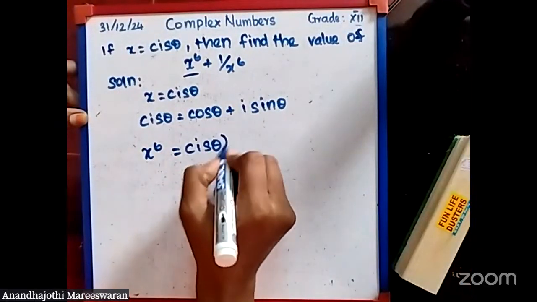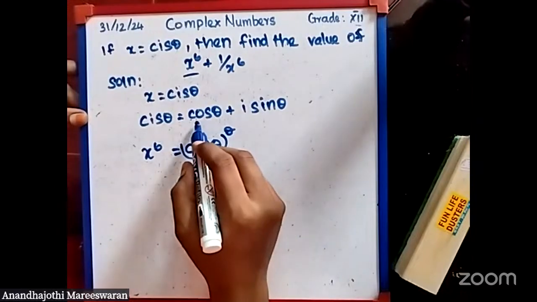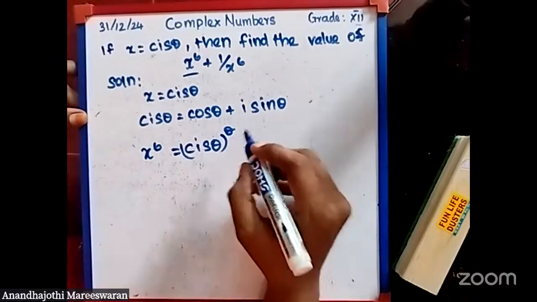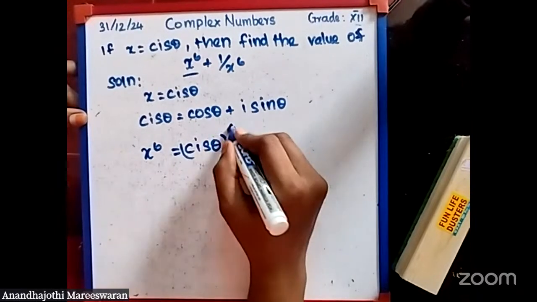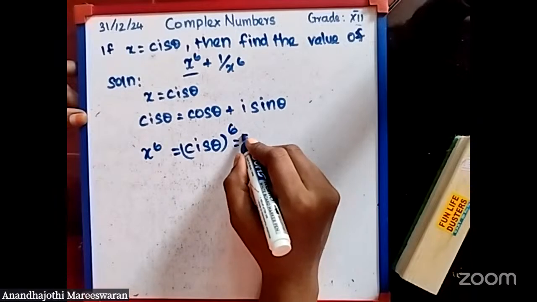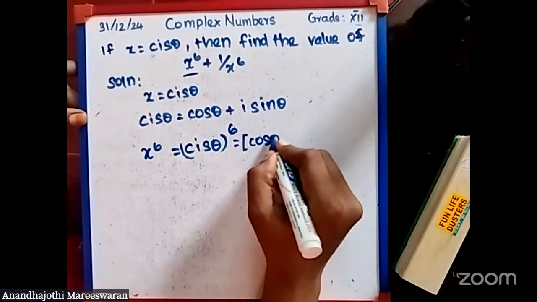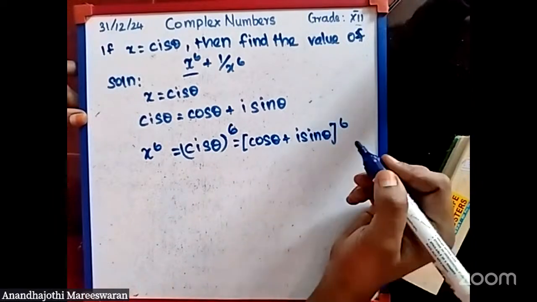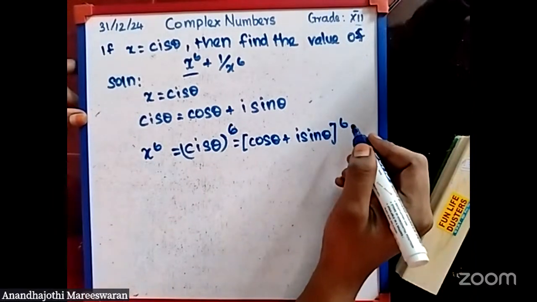cis theta power 6. We can substitute cos theta plus i sin theta instead of x, so here it will be power of 6. This is equal to cos theta plus i sin theta, power of 6. Okay.